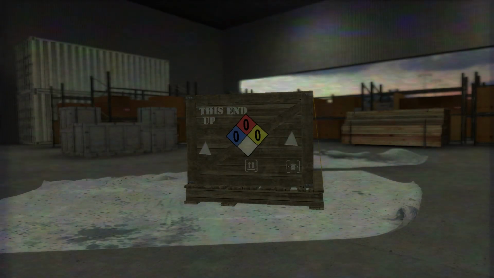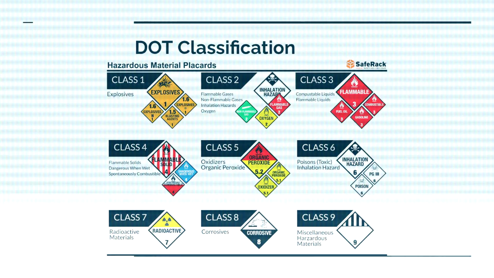The bottom square identifies the specific hazard, such as acid, alkali, corrosive, oxidizer, radiation hazard, use no water, or reactive to water, biohazard. The Department of Transportation has 9 classes of hazardous materials, typically located on the back or sides of trailers or shipping containers.